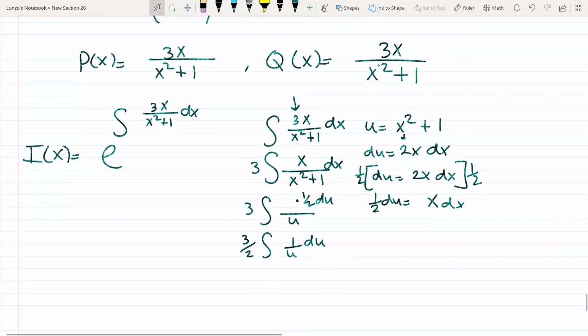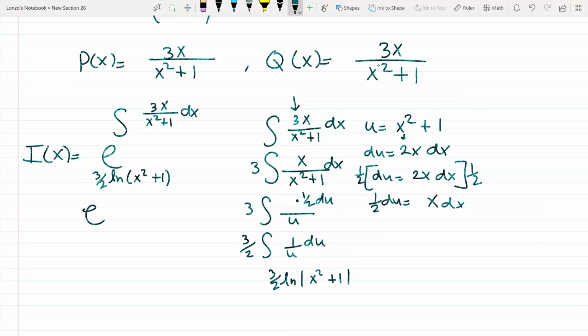And then the integration of 1 over u is ln of the absolute value of u. And then you solve this 3/2. So this is going to be e raised to the 3/2 ln. You don't have to put the absolute value. You just say parentheses x squared plus 1.